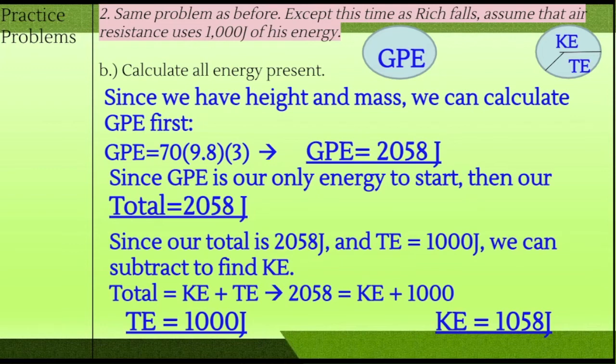In other words, our total energy is going to be equal to all of those energies added up. We know that the total equals 2058, so we're going to plug that in and have 2058 equal kinetic energy plus thermal energy. If we want to solve for kinetic energy, we're just going to subtract the thermal energy over to the other side. That's going to give us a kinetic energy of 1058 joules. If you want to double check, you can just plug kinetic back into the equation, add thermal to it, and make sure that your total at the end is equal to your total in the beginning.